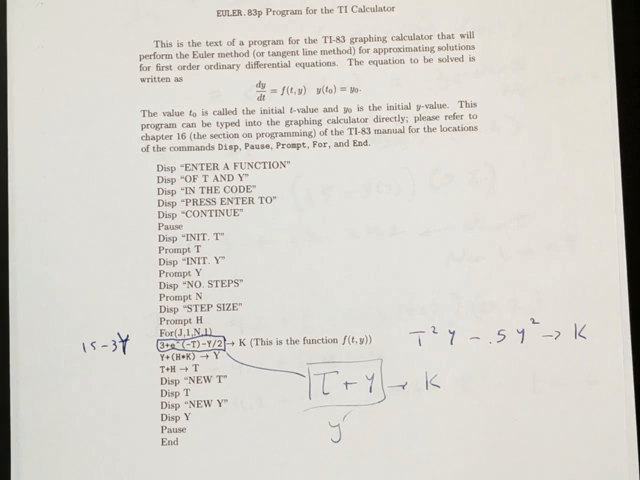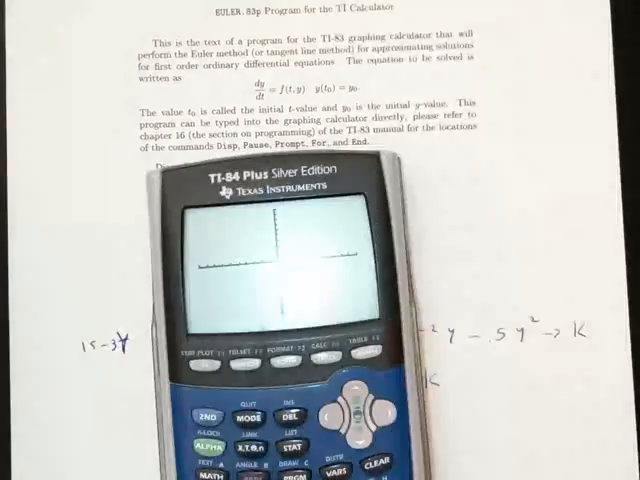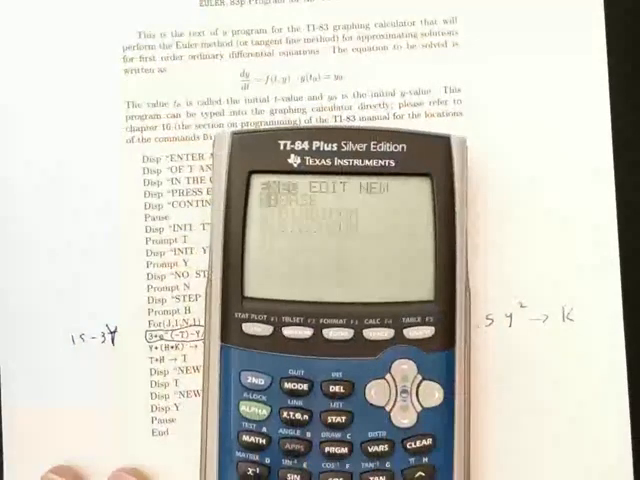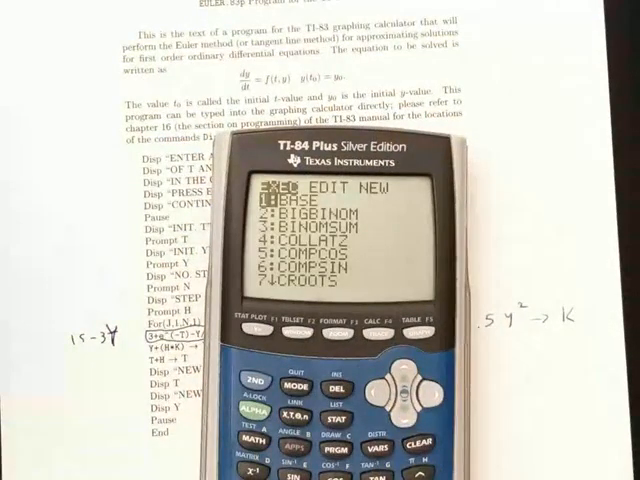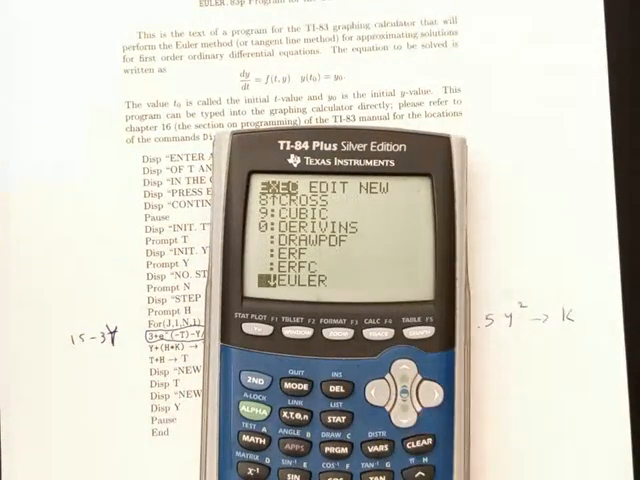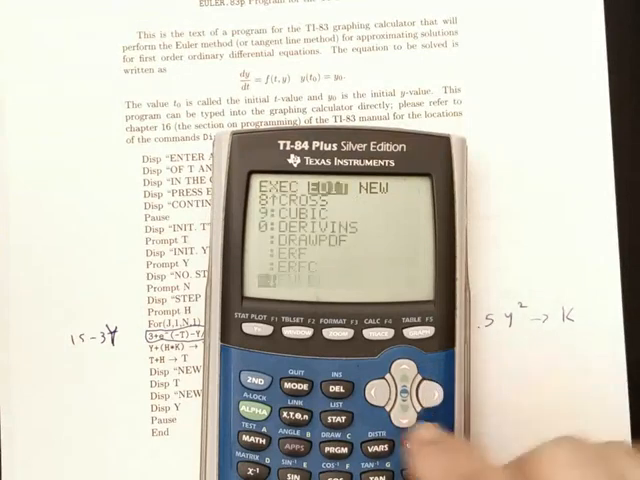You could, but in order to create it straight on your calculator, you have to input all of that. And if you want to, you can go to the programming manual, which is in the online manual for this, and you can learn where all of the commands are, because display and prompt are in different places on here. But you could type this in. But I already did that. So I'm going to cheat, and I'm going to do program. I have a lot of programs on here, but way down here is the Euler program, and I'm going to edit that program.